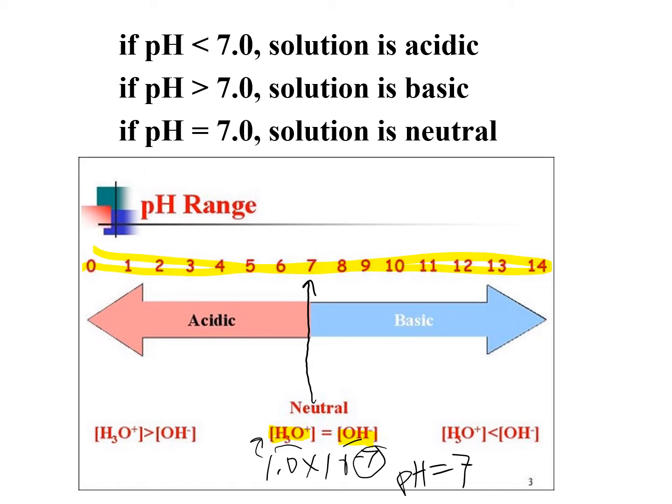Now anything with a pH less than 7 is acidic. And again, acidic we said means more hydronium ions than hydroxide ions. But on the pH scale, we're using numbers that are a little bit easier than the exponents. So we just say anything with a pH less than 7 is acidic. Anything with a pH greater than 7 is basic. And again, basic means more hydroxide ions than hydronium ions.